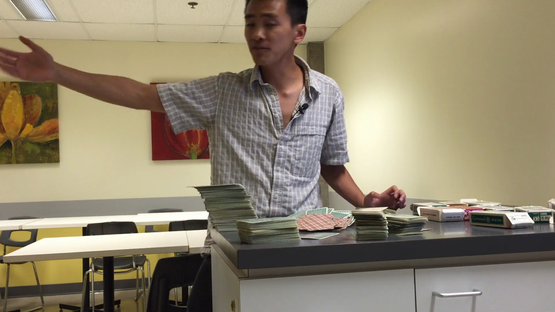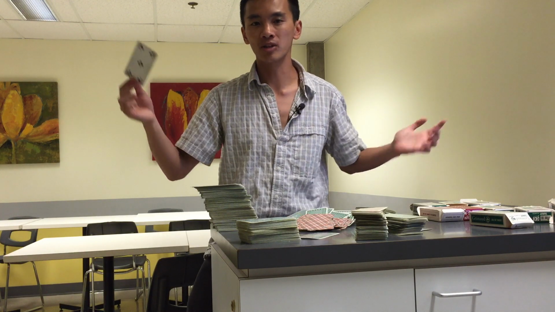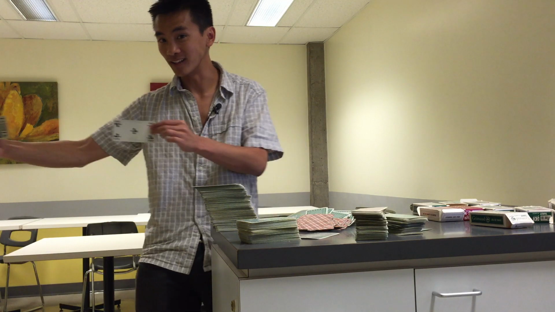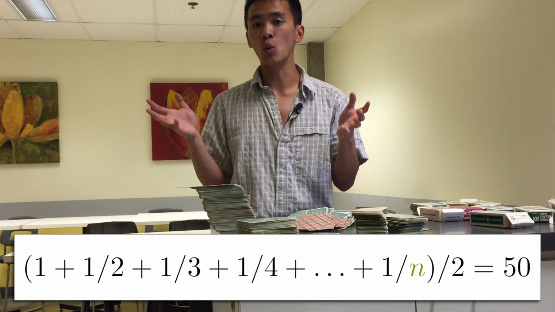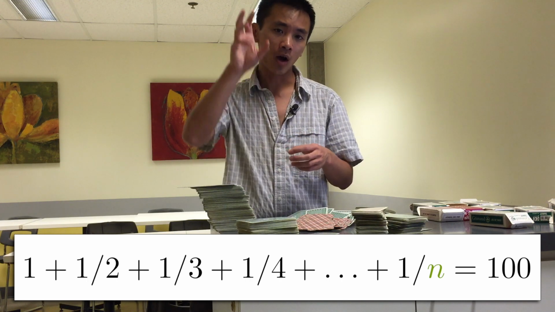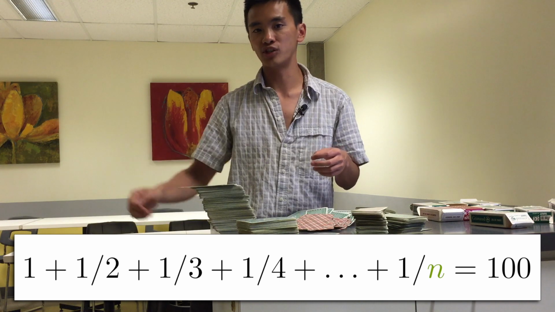So the wall is about 5 meters away from me, and a card here is about 10 centimeters, let's say. So to go to the wall, I would need a 50 card long piling. So the question boils down to how many cards do I need? What's the n that I need, so that the sum of 1 plus a half plus a third until 1 over n exceeds 50?